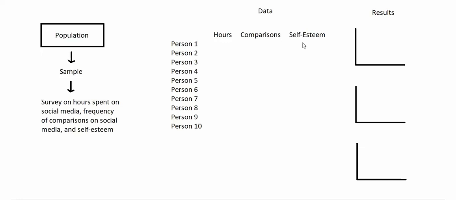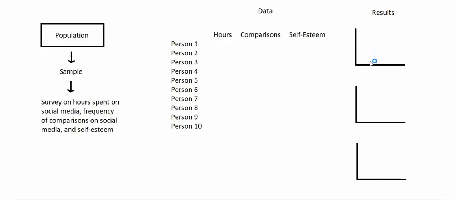So that's why I'm saying that the total self-esteem score could, let's say, range from 1 to 20 hypothetically. And here we have the data from all 10 people. What a researcher could do is create a scatter plot for each possible correlation.